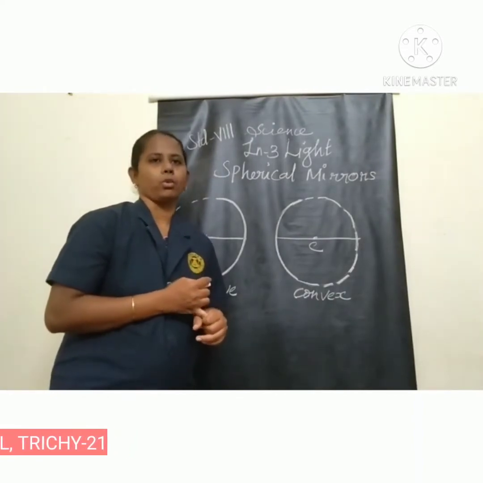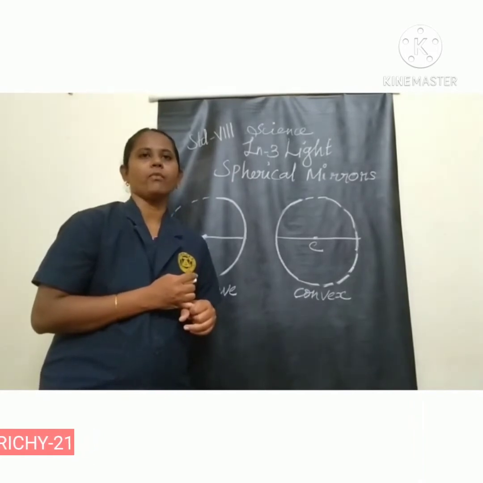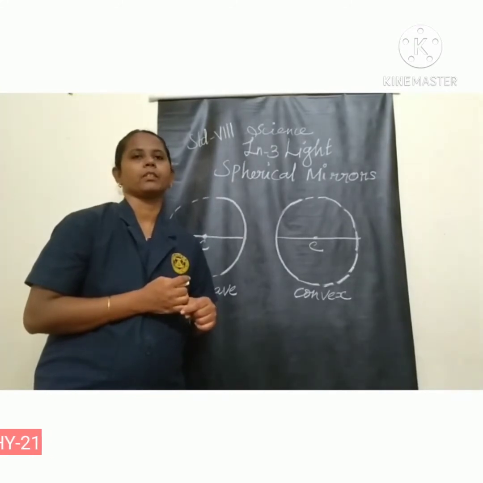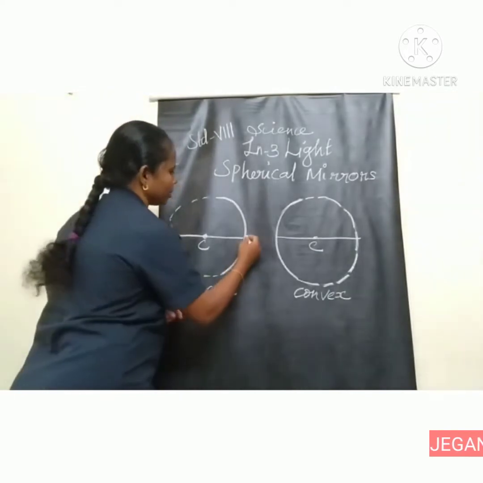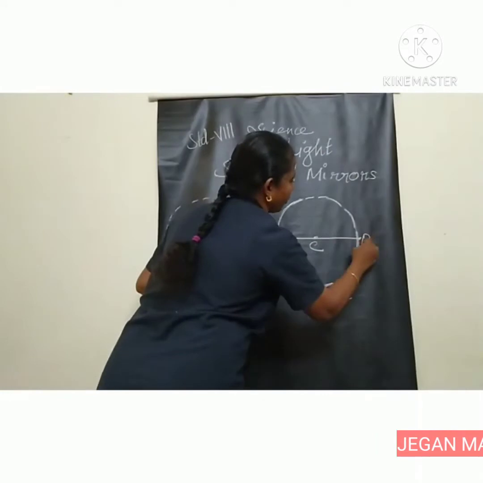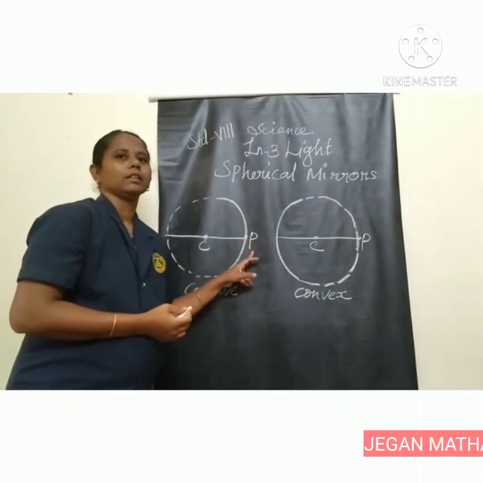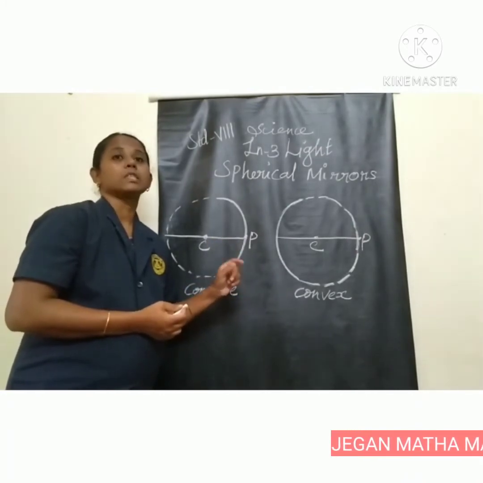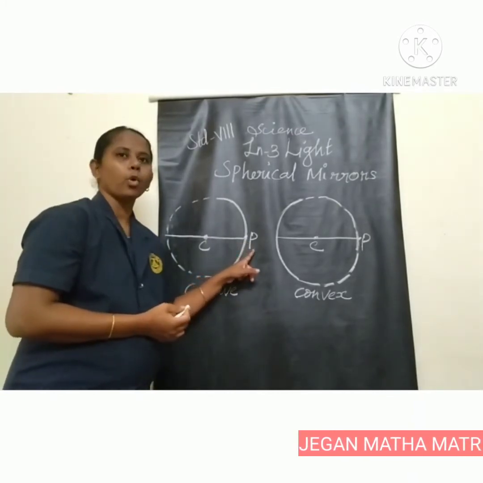Second one, pole. The pole is the geometric center of the reflecting surface of the spherical mirror. It is denoted by the letter P. What is the pole? The geometric center of the reflecting surface of the spherical mirror, denoted by the letter P.